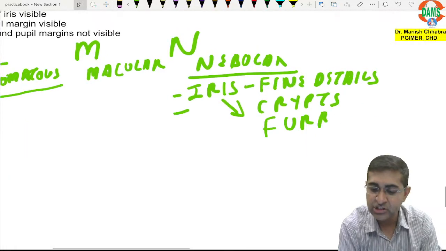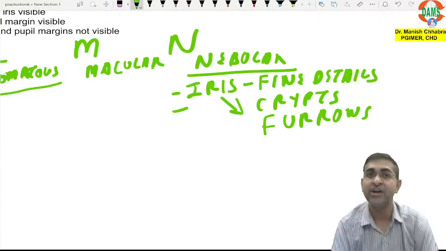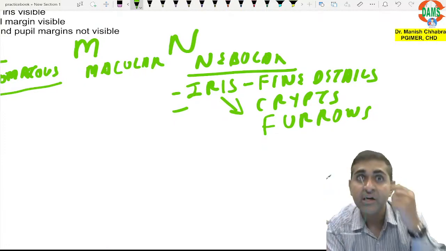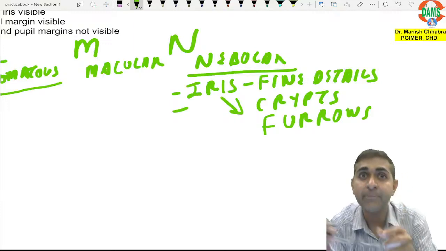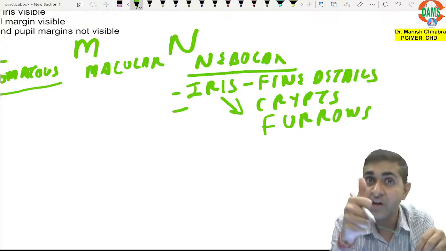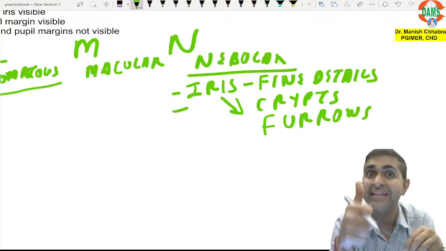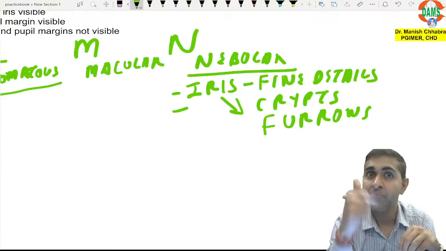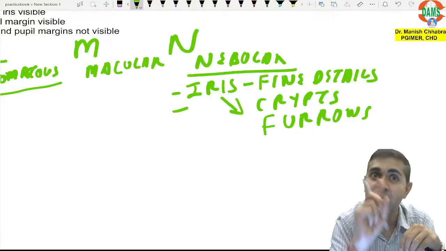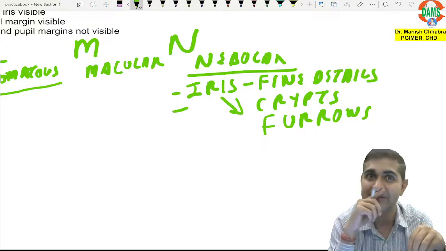You must have undergone the iris scanner while applying for your Aadhaar card. So they actually take the photo of the crypts and furrows of your iris. It is believed that fingerprints of 2 people can be the same, but the iris crypts and furrows can never be the same, even of monozygotic twins.